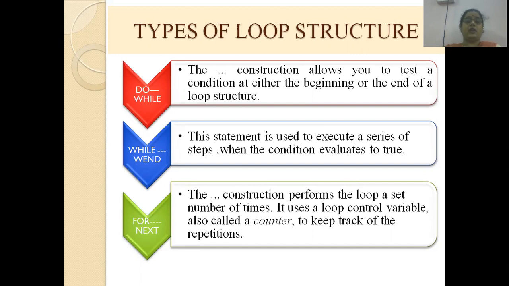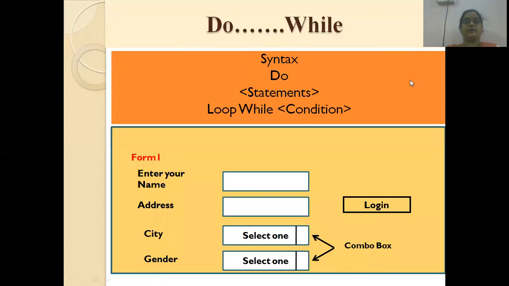And in for next, you can perform a loop of a set number of lines. It uses a loop control variable called a counter. So the counter variable is used only in the for next loop structure. So let's see how it is used in Visual Basic. First we will see how the do while statement is used in a Visual Basic application.